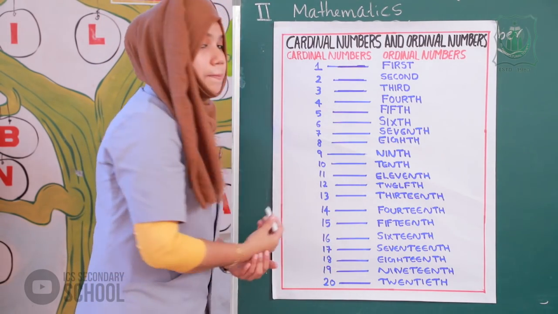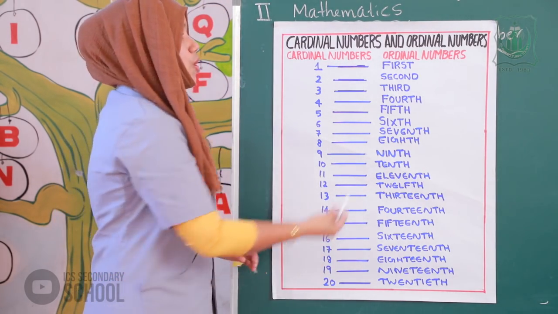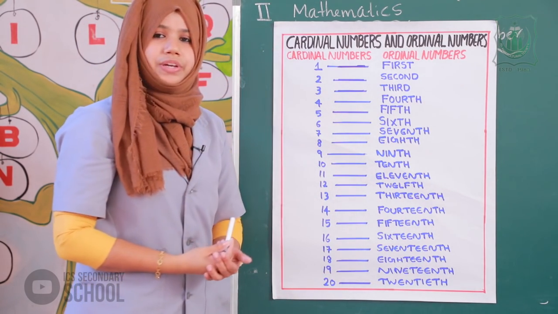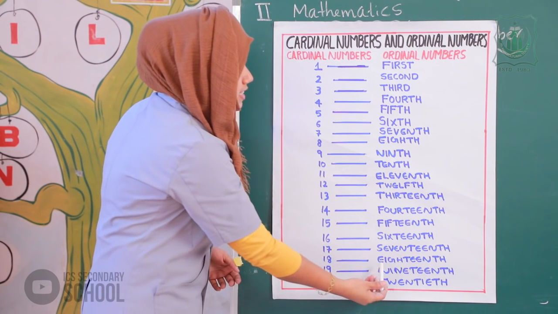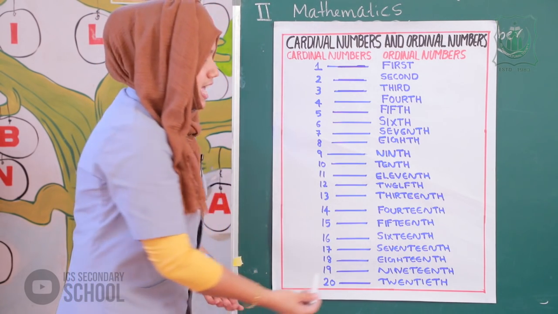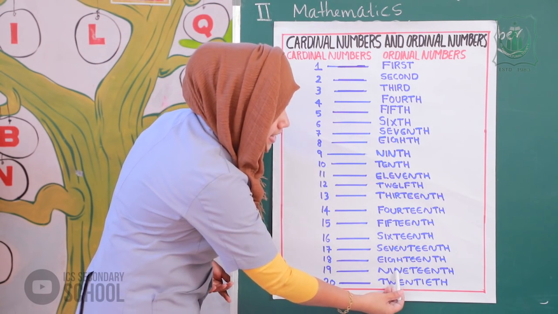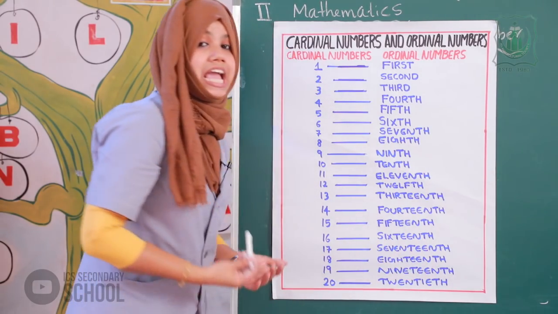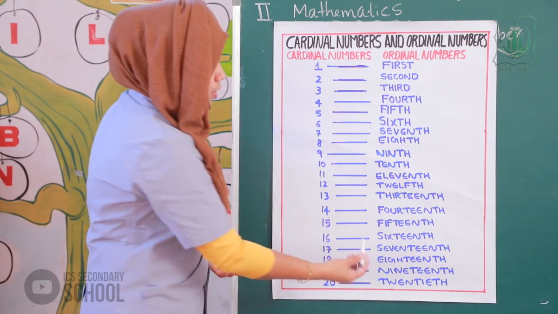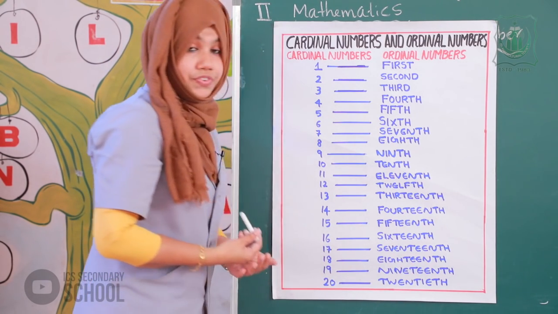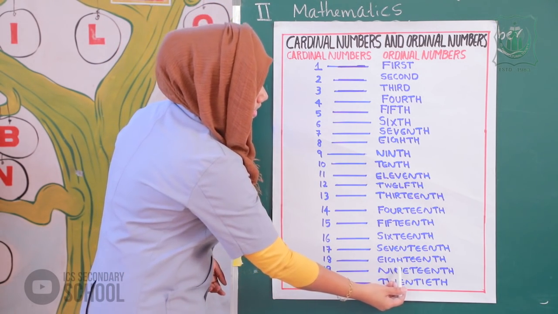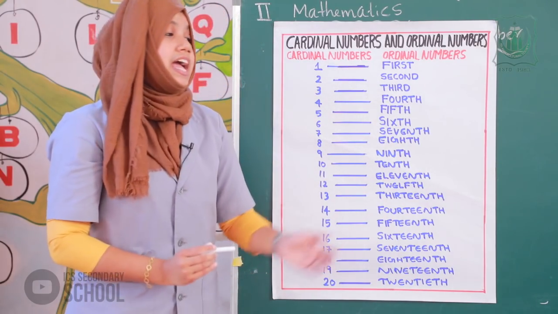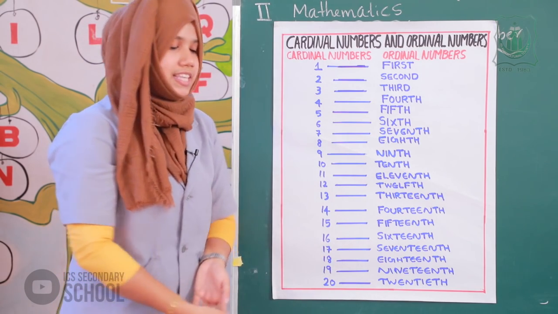The cardinal number is 19. And what is the ordinal number? That is 19th. Okay. What is the spelling of 19th? N-I-N-E-T-E-E-N-T-H. Okay. And the last one is 20.